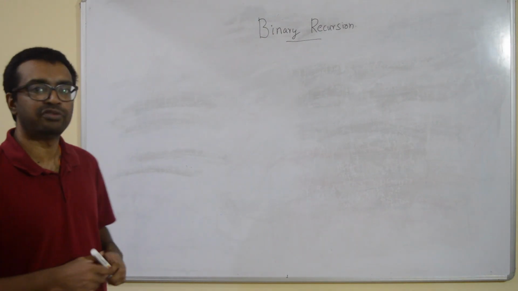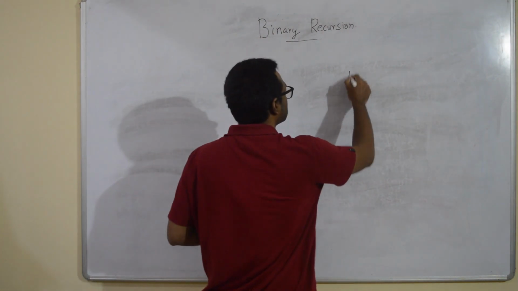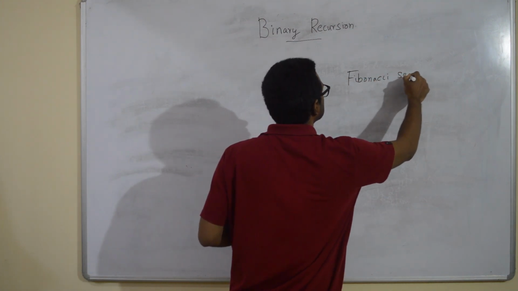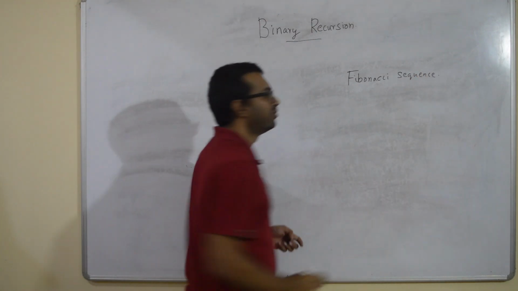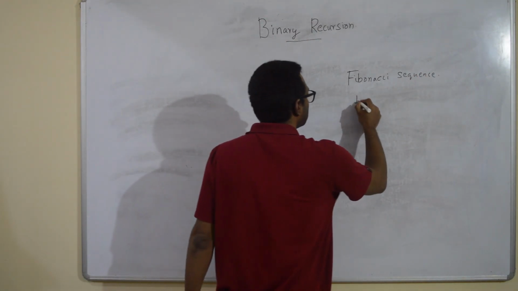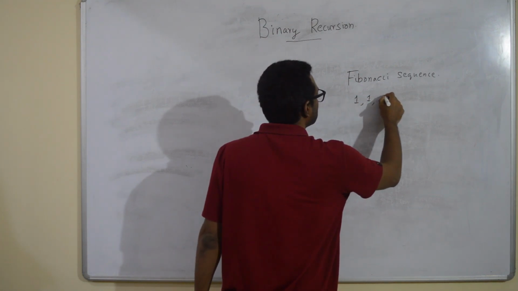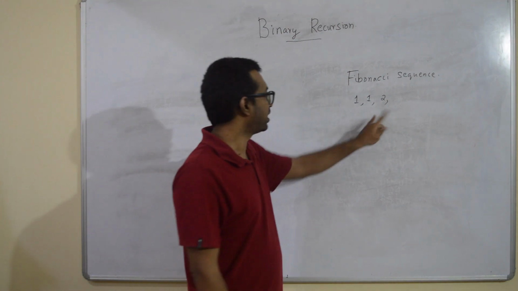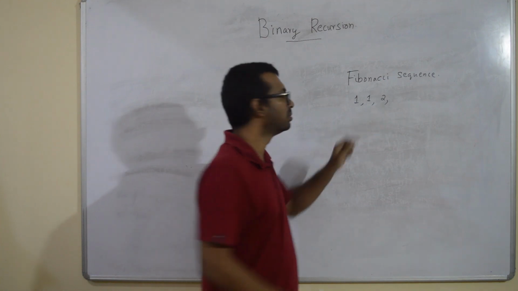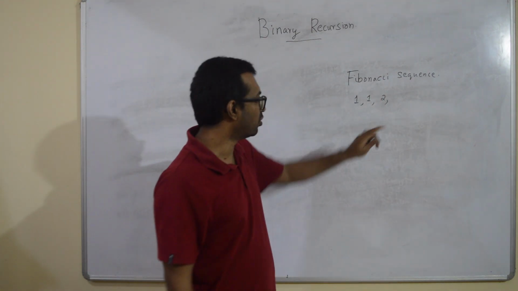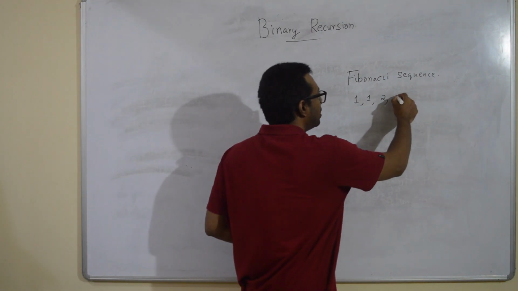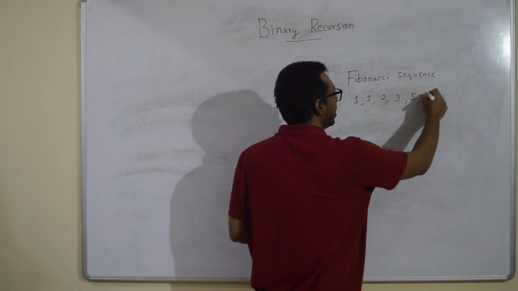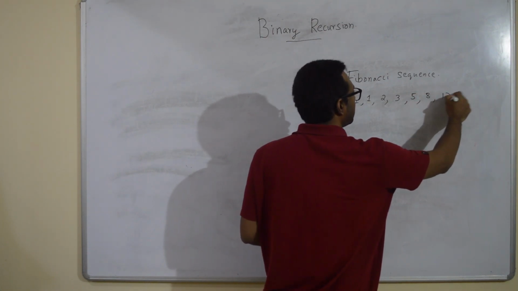Fibonacci number. So what is a Fibonacci number? The Fibonacci sequence is the following. So it's 1. The first two Fibonacci numbers are 1 and 1. The next one is 1 plus 1, 2. The fourth one is 2 plus 1, 3. The fifth one is 3 plus 2, 5, 8, 13, etc.